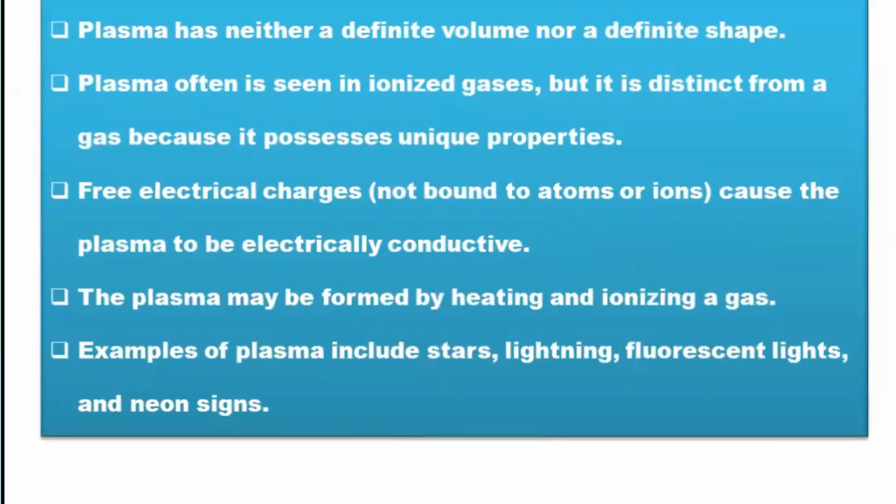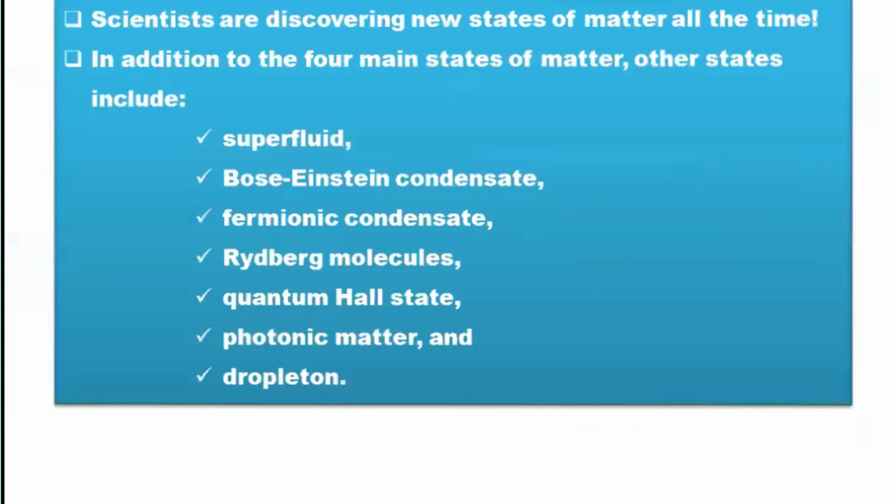Plasma has neither a definite volume nor a definite shape. It's just like a gas. Plasma often is seen in ionized gases, but it is distinct from a gas because it possesses unique properties. Free electrical charges, not bound to atoms or ions, cause the plasma to be electrically conductive. The plasma may be formed by heating and ionizing a gas. Examples of plasma include stars, lightning, fluorescent lights, and neon signs.